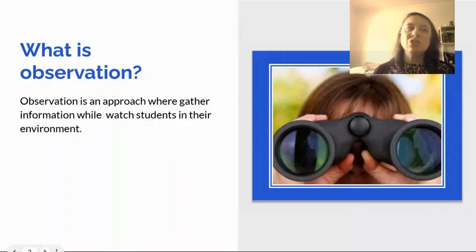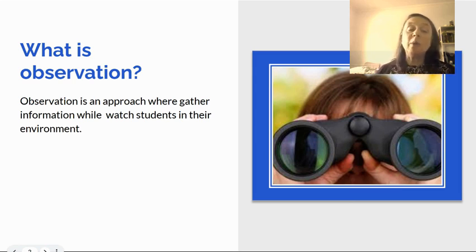So, when we think about assessment, we often think about children taking tests and multiple choice, true or false, but this really isn't appropriate when we're dealing with early childhood. So, we have to look for other forms of assessment to get an accurate picture of what children know and what children don't know. And one of the ways that we do this is through observation.